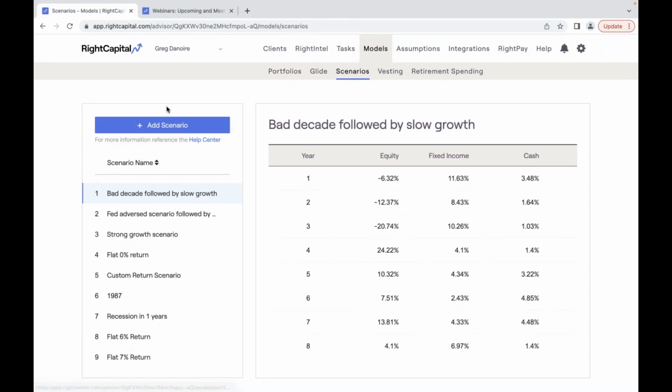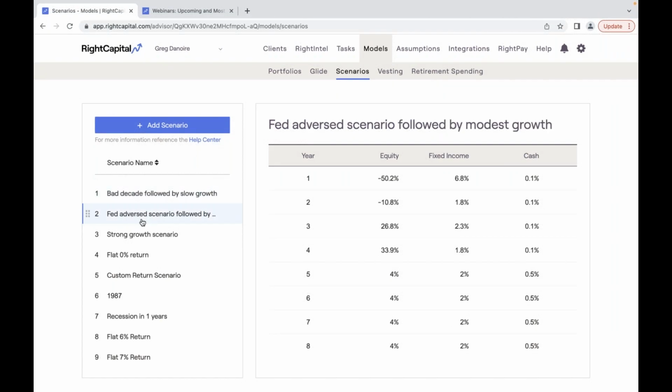So the logic is that you build a scenario one time, and then it will essentially just be available for use in every financial plan you have. So maybe I want to start with a Fed adverse scenario followed by modest growth and then modify it from there. I can highlight it, I can add scenario.